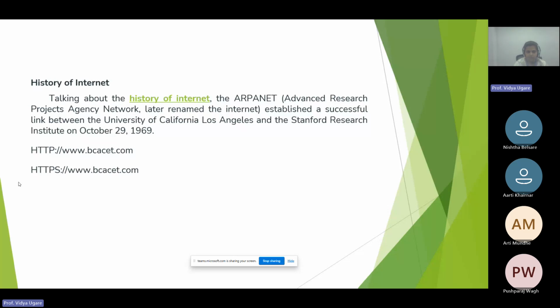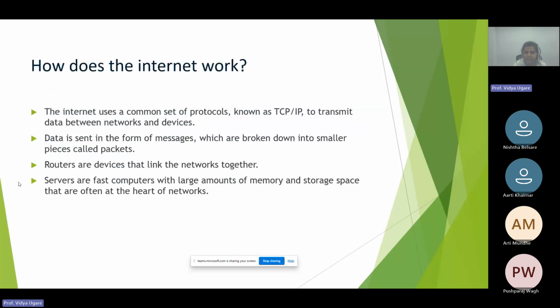Okay, so how does the internet work? As I said, everything works on TCP/IP, Transmission Control Protocol/Internet Protocol. Now, this is actually a protocol suite. Suite means it is not just one protocol. In TCP/IP, we have 4 layers. In every layer, we have multiple protocols. Every protocol is responsible for something.